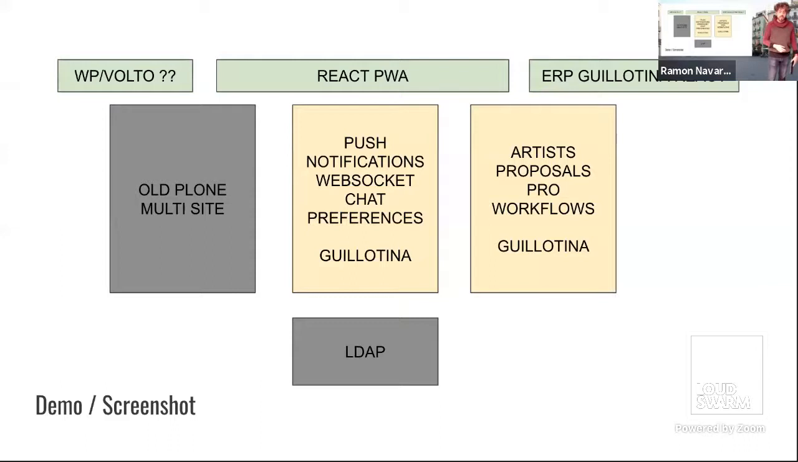For the web page, the CMS use case model we used in Plone, we are evaluating using Volto or WordPress depending on what the client finally decides is good or comfortable. The underlying layer, the users, as you see, is LDAP, and it was one of the projects that we're sponsoring within LDAP and the application.